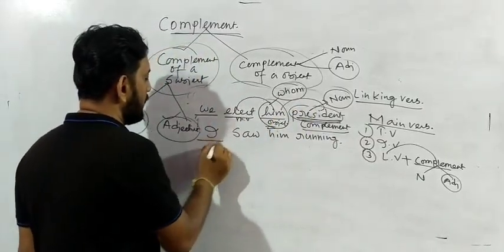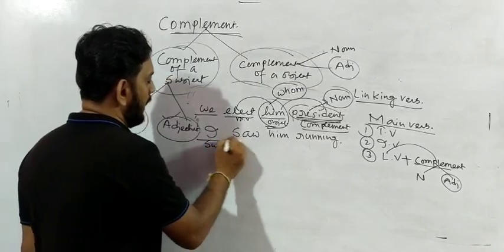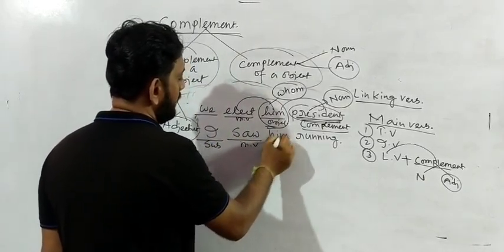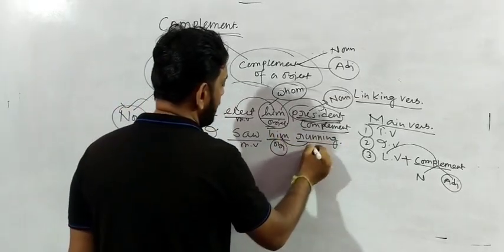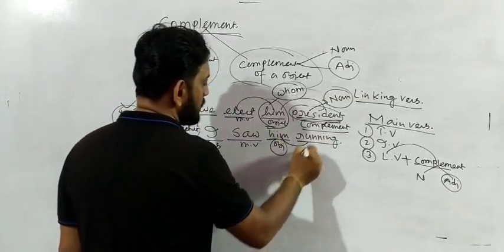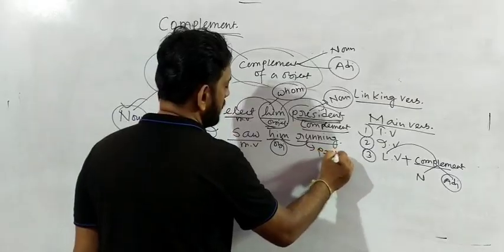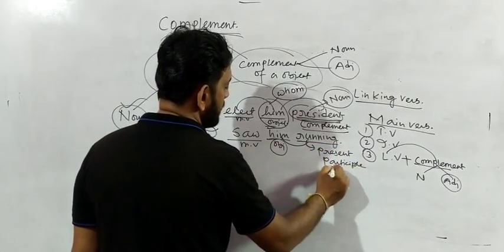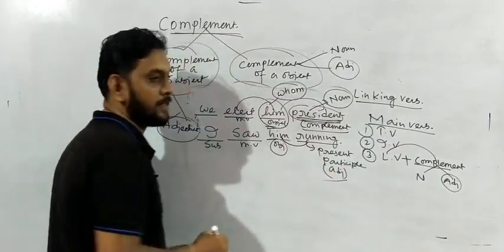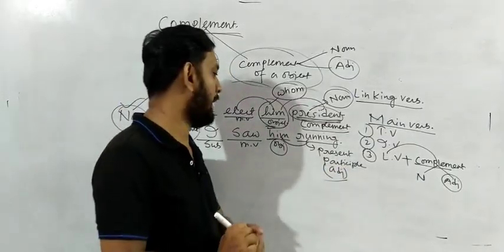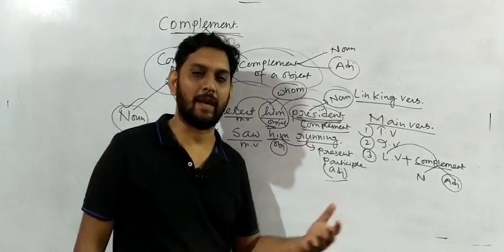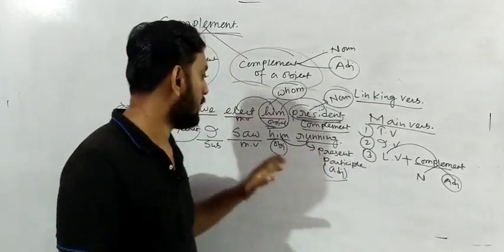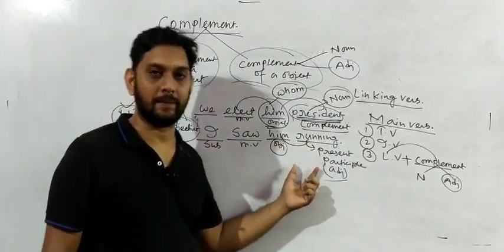See another example I have written over here. I is the subject over here, and saw is the main verb. I saw him. Him is also an object, and this him has been defined by running, and this running, you see, is known as a present participle. And a present participle plays the role of an adjective in a sentence. All of you know that I saw him running.